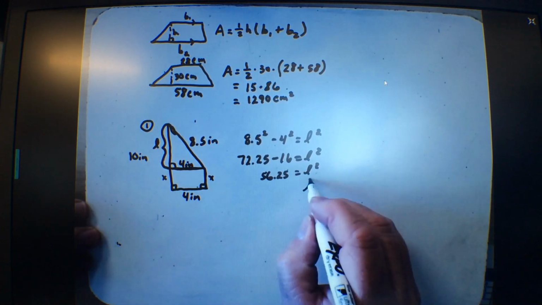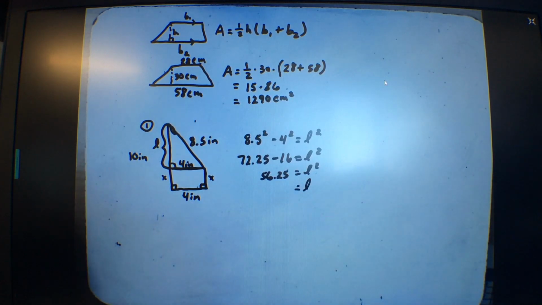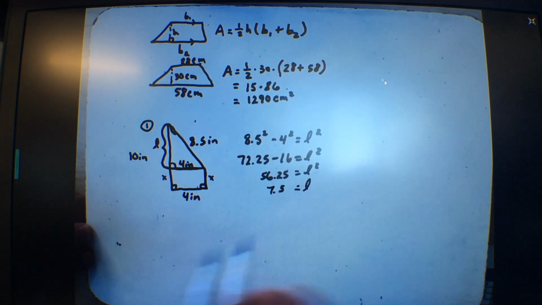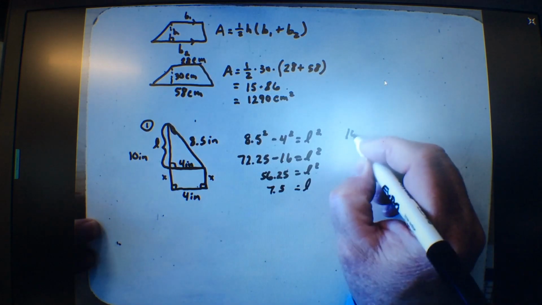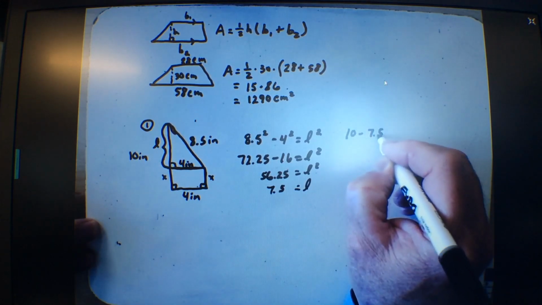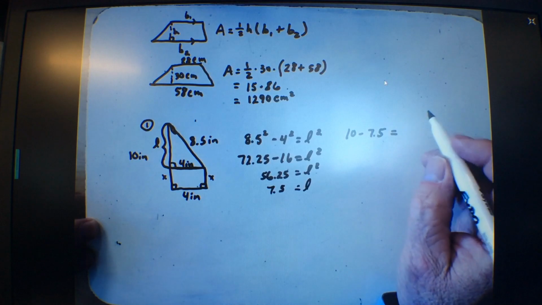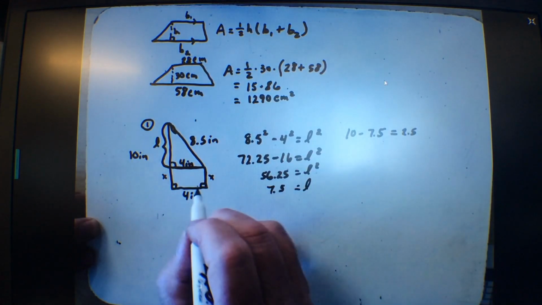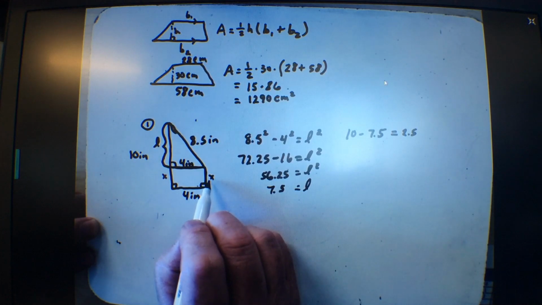Now what do I need to do to that to find L? I use a square root. Thank you, Kagan. Would you find the square root of 56.25? 7.5. Does it come out even? Yeah, that works out great. So what do I do with that 7.5 now? I take 10 minus 7.5, which is 2.5. So this little value of x is 2.5, making that 2.5.